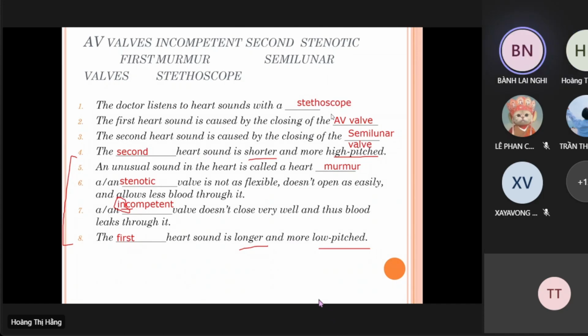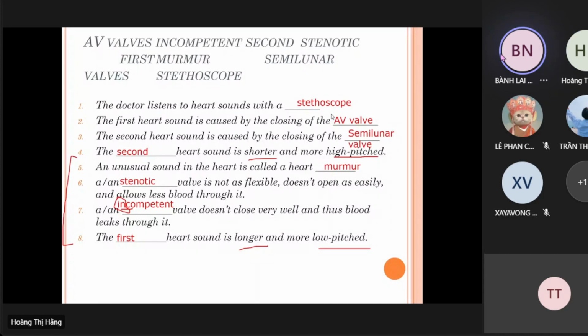Theo con hiểu là thường thì bác sĩ sẽ sử dụng cái tai nghe để nghe nhịp tim. Tiếng Anh, English. Dạ. English please. I think usually doctor use stethoscope to listen the heart cells.